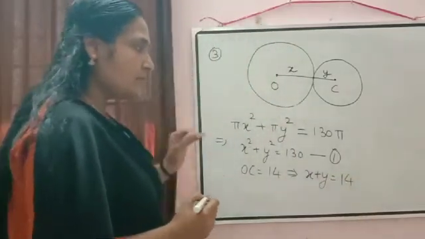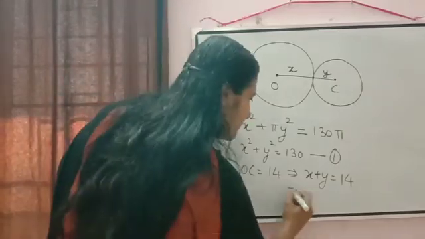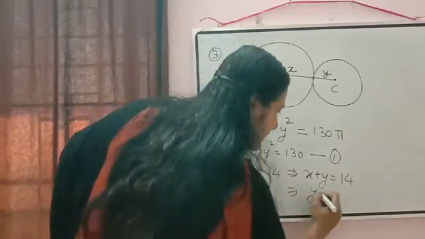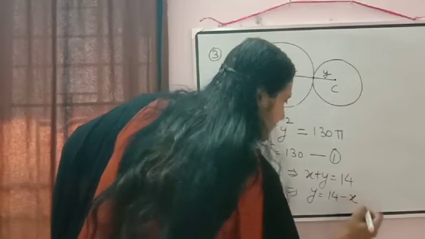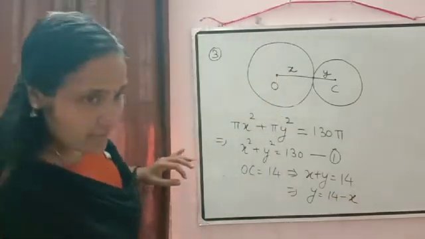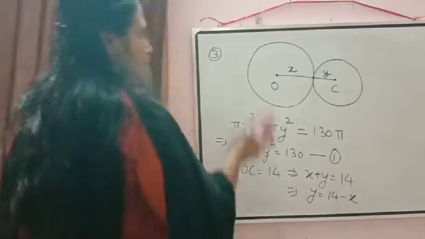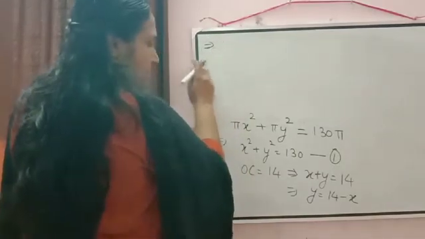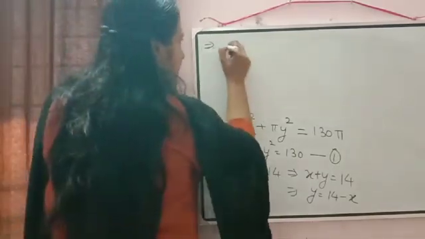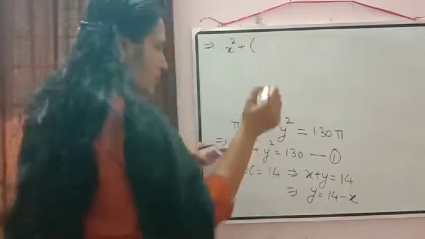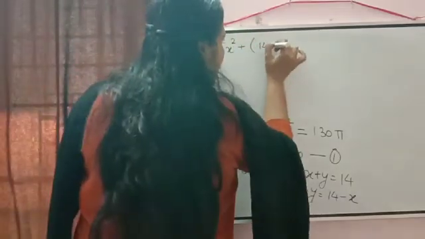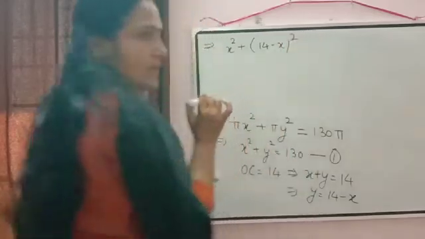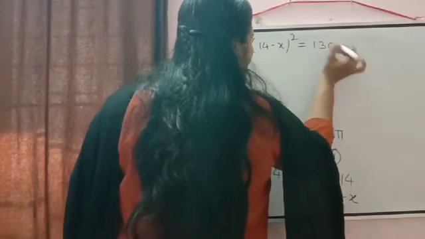Now we have to solve these two equations. So for that what will we do? From here we can rewrite y as 14 minus x. So we wrote y is equal to 14 minus x. Now we will substitute the value of y in the first equation. Then it will come x square plus, in place of y we are going to substitute 14 minus x. So x square plus 14 minus x the whole square is equal to 130.